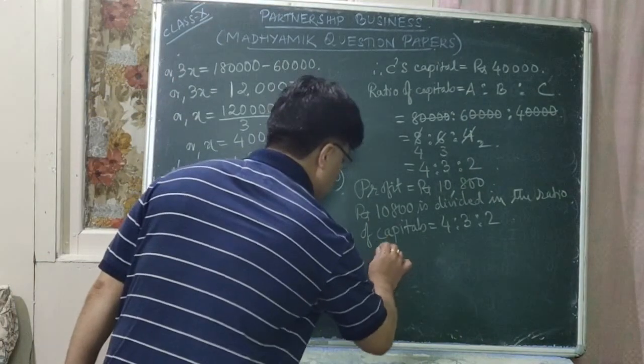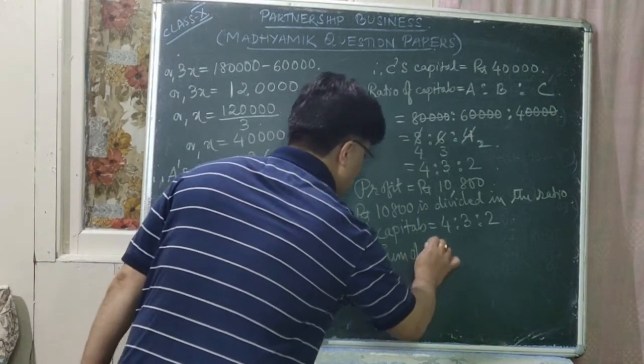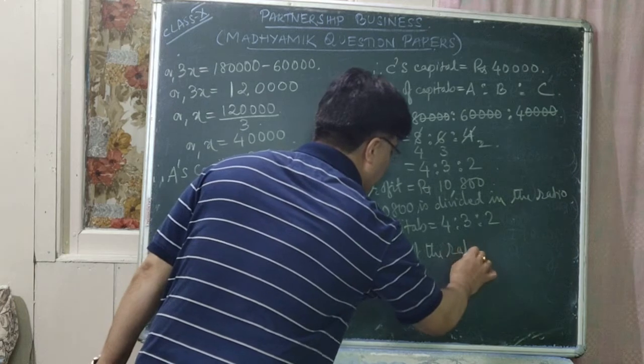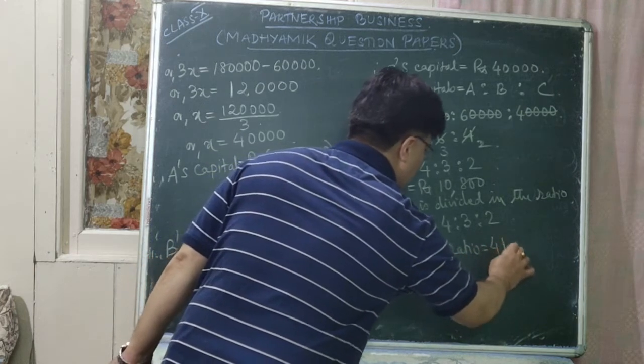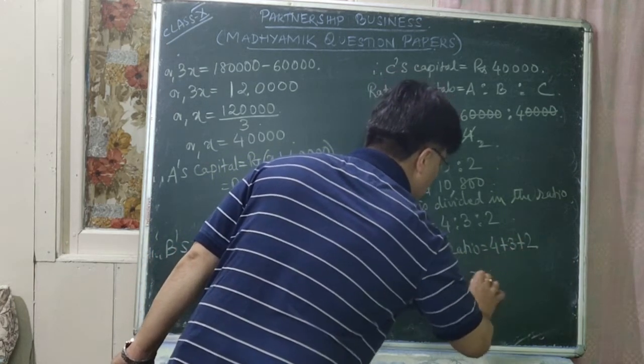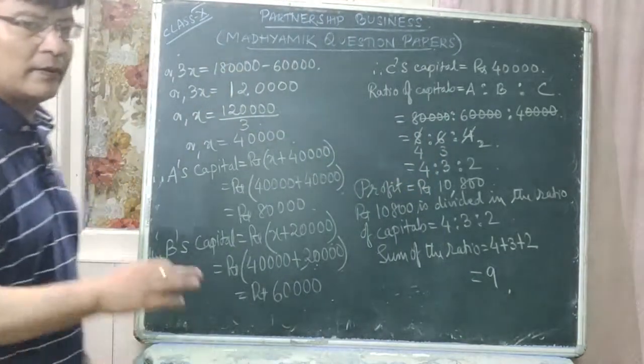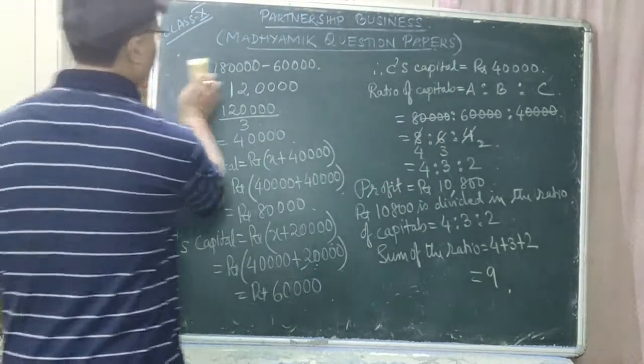Now write down the sum of the ratio. So what is the sum of the ratio here? 4 plus 3 plus 2, which is equal to 9. Now divide the profit.